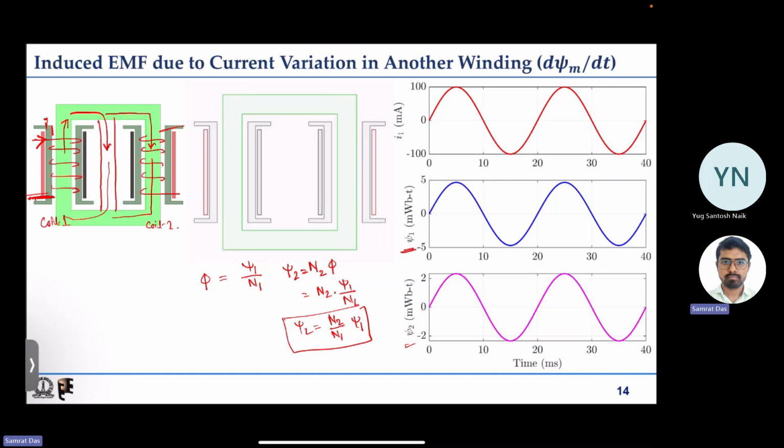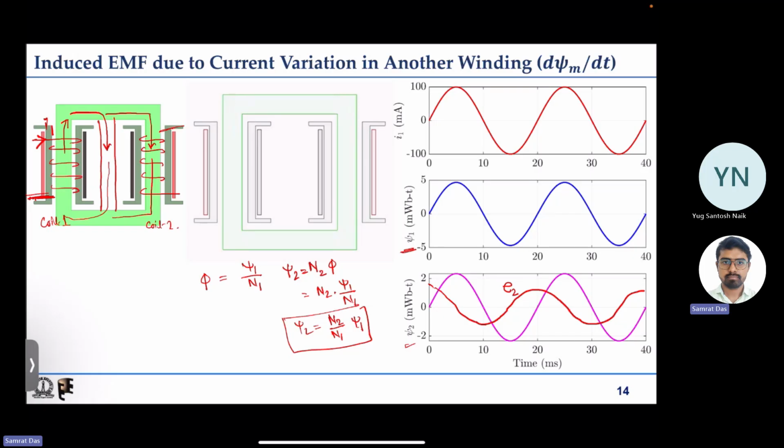So if I look at the second coil, then obviously there will be some induced EMF. This psi is again a sinusoid, so the induced EMF will be a cosine. It will be like this, right? So this is the induced EMF of the second coil. So we understood the second type of induced EMF, that is also called the transformer EMF or inductor EMF.